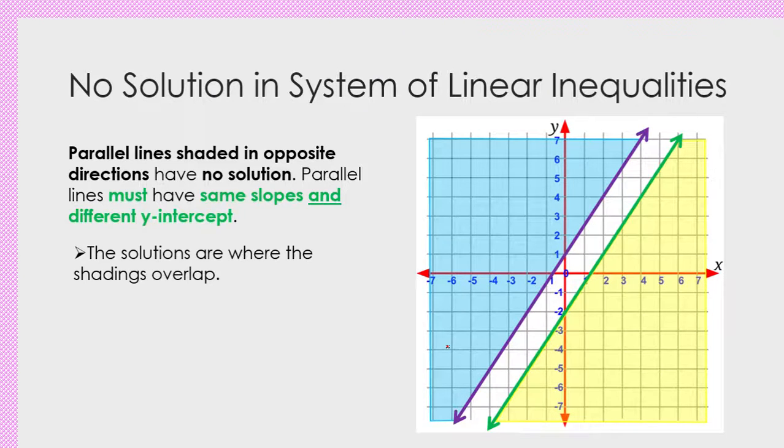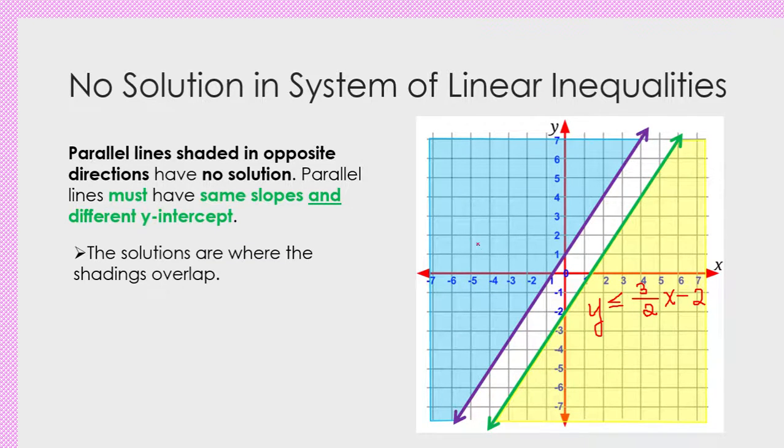If we were to write these inequalities out, this one would be y is less than or equal to, and it looks like we have a slope of 3 over 2 x minus 2. So that would be the inequality for that line.